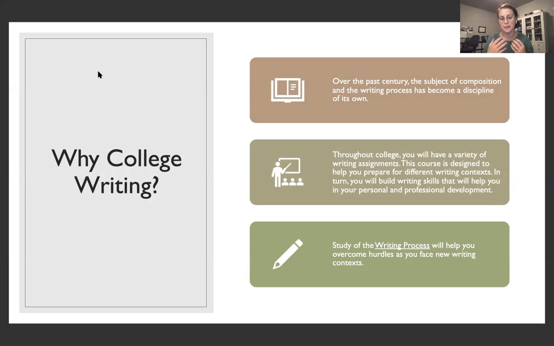And that has to do with developing arguments. It has to do with developing style and genre, audience and context. All of those are part of the writing process, and we want to help you be able to write for any particular context that you might have to.